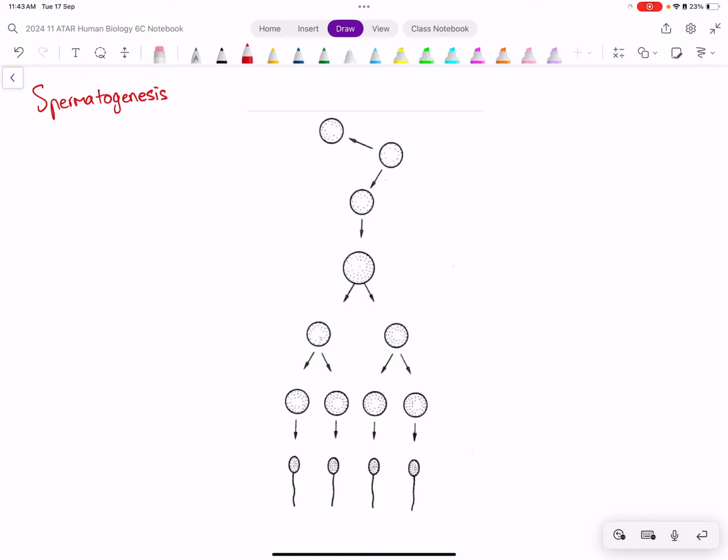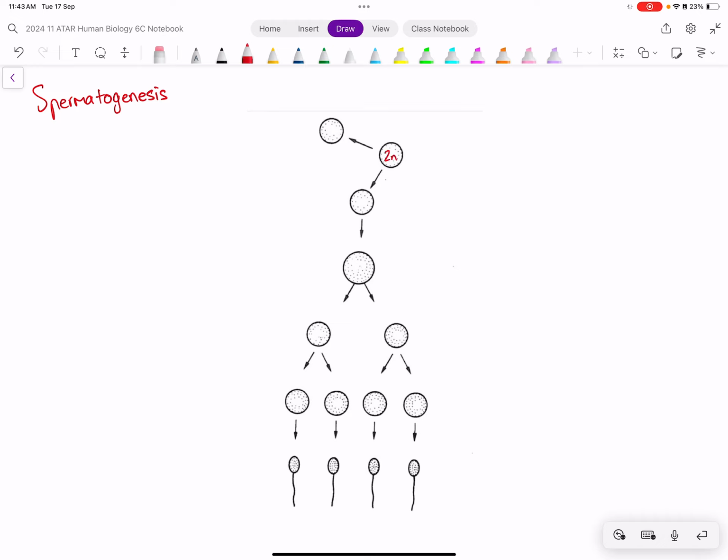In this lesson, we're going to have a look at the process of spermatogenesis, which is the process of creating sperm or spermatozoa. So in this lesson, we'll primarily be looking simply at this diagram here and explaining A, what is going on, B, what are the names of these structures, and C, what are some of the really important processes that are occurring.